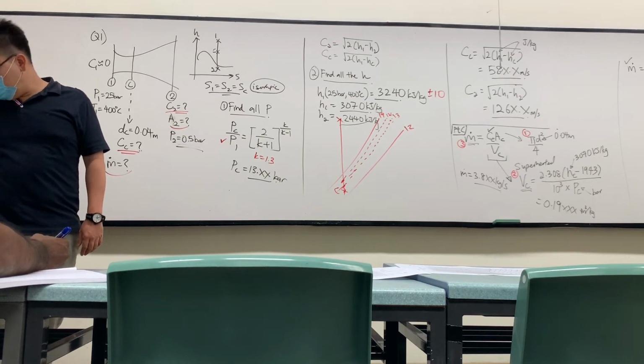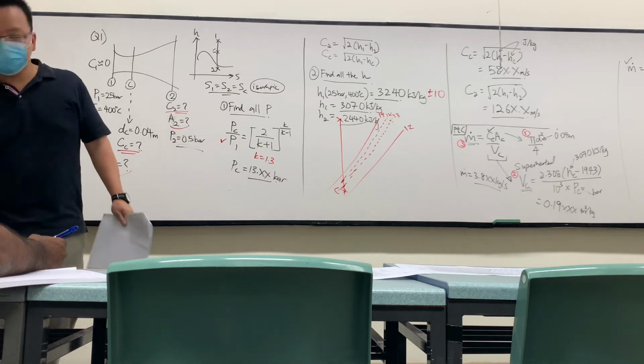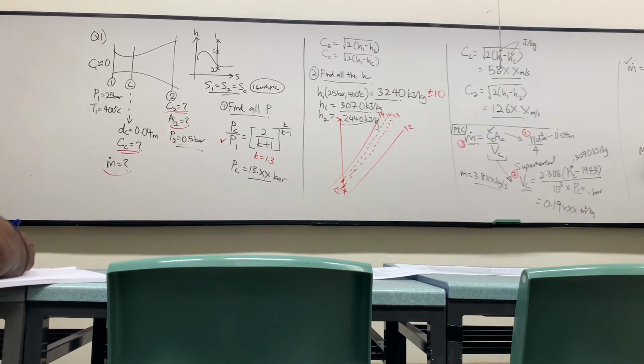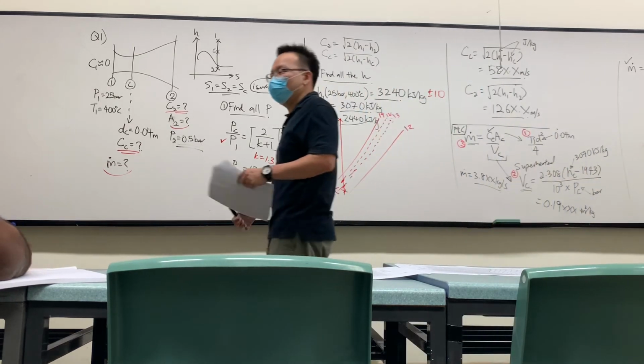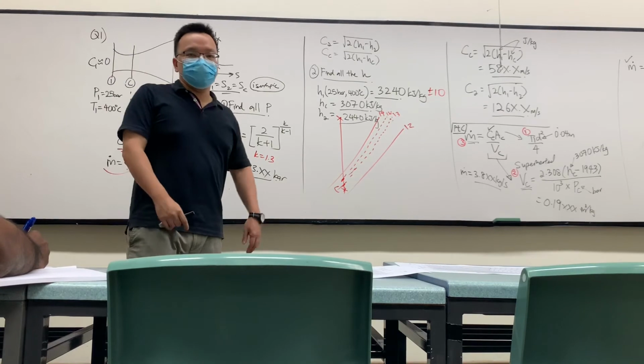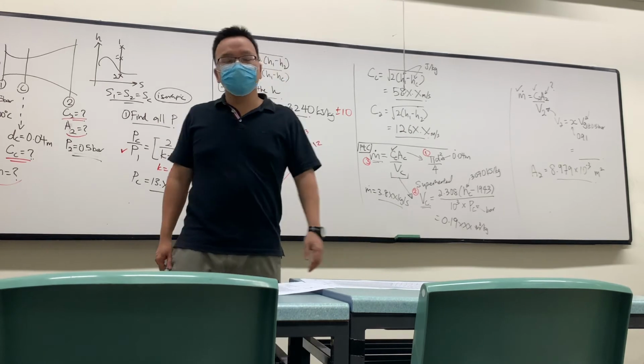About 9,000. No. About 9,000. Nothing wrong. They are 8.97 something times 10 to the power of 3. You get about that? Some of you will get 9,000, 9 point something, times 10 to the power of 3.